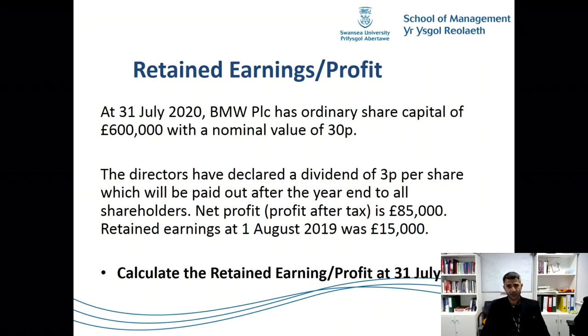Retained earnings or retained profit at 1st of August 2019, this is the beginning of the year, was £15,000. And the question asks you to calculate the retained earnings or retained profit at the end of July 2020. Okay, guys, let's have a look.